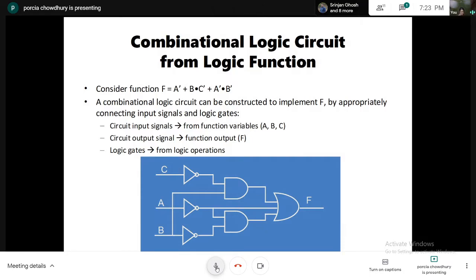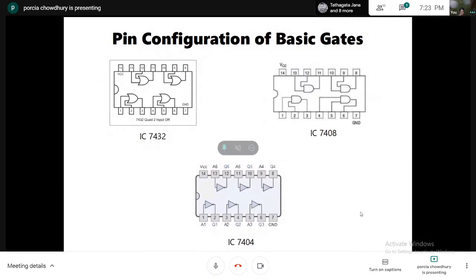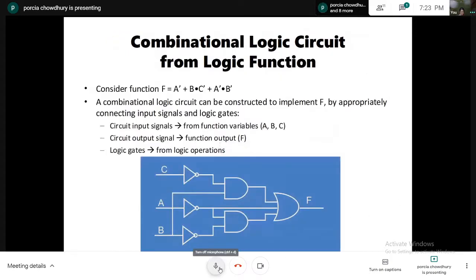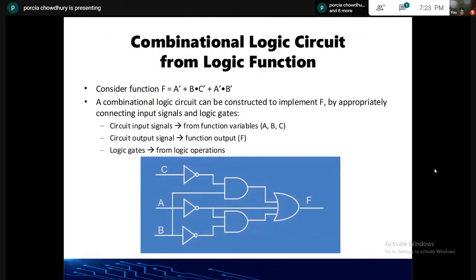Ma'am, can you give an example of a sequential circuit? Yeah, sequential circuit. The basic building block of a sequential circuit will always be flip-flops. In a flip-flop we have a memory device and a clock, where we can store any previous values that we need.